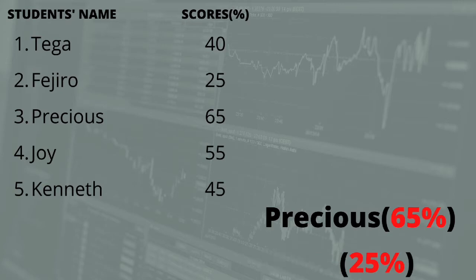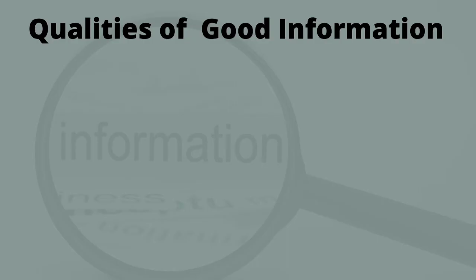So that's how you draw information from data. Now let's see qualities of good information. Good information, one, has to be timely, meaning it must be available at the right time. Two, it has to be accurate. It means it has to be correct and free from error.